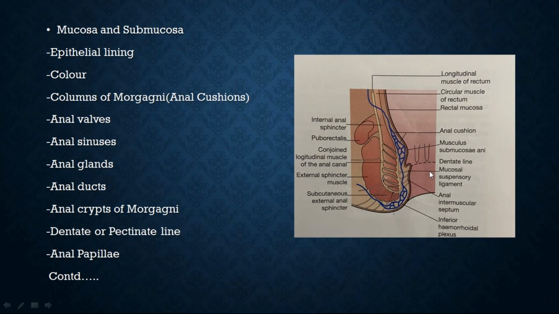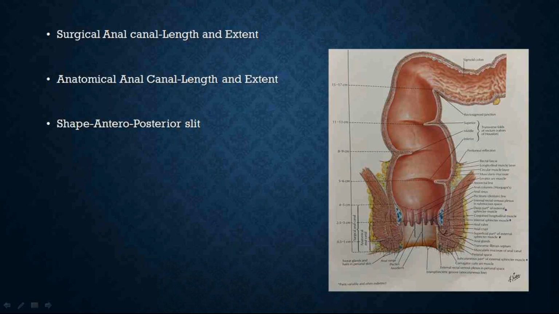Next, what are the columns of Morgagni? Here you can see the columns of Morgagni. These are vertical folds. The mucosa of the upper anal canal is folded into longitudinal or vertical folds. These are the columns of Morgagni.